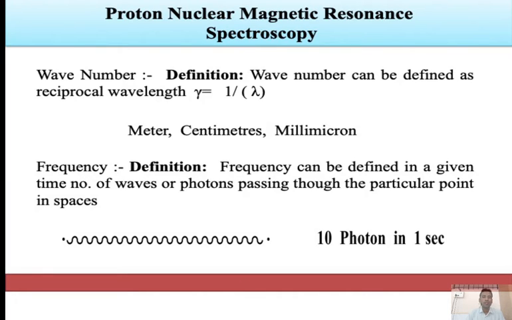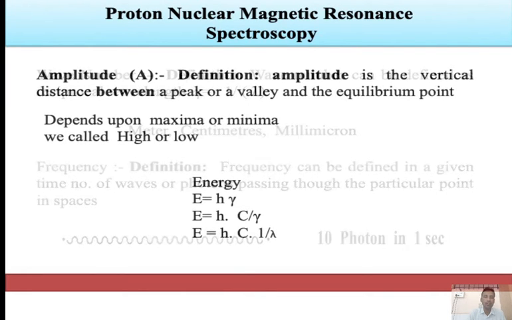Frequency can be defined as the number of waves or photons passing through a particular point in space in a given time. Suppose there is point A and point B. In a specific time, in 1 second, 10 photons are passing. That is the frequency, the number passing a particular point.